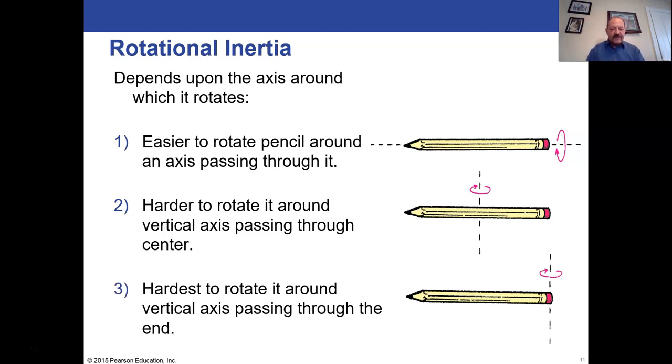And if we look at the third case, now we're putting the rotational axis on one end of the pencil, and we're spinning the whole pencil around as if we're whipping this pendulum around in a circle, but we're holding one end of it. And this is the hardest still because most of the mass is really far away from the axis of the rotation. The further you spread that same amount of mass, the harder it will be to turn, the higher rotational inertia.